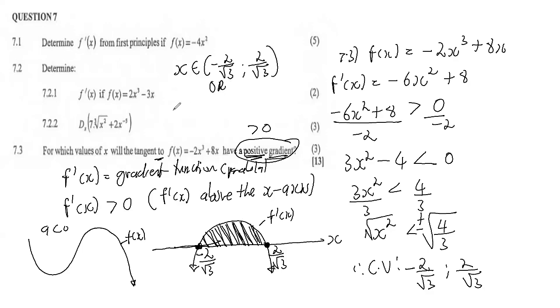Or if you prefer this notation, you will say negative 2 over root 3, and then you have the x here, and then you have this and that. So 2 over root 3. Right. So your choice in terms of the notation that you prefer, but all of this means that x must be an element from negative 2 over root 3 to positive 2 over root 3. So these are the values that will produce positive gradient for the tangent. Right.